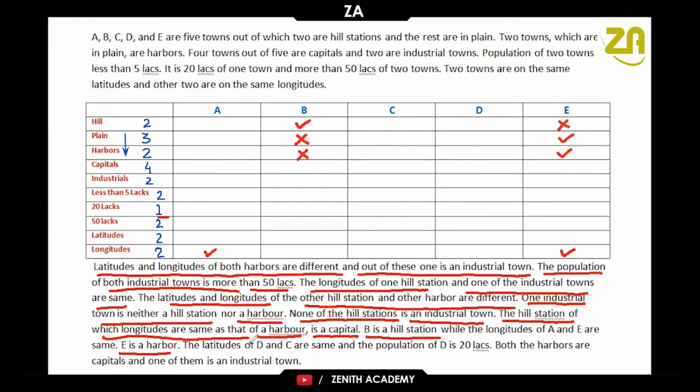Correct? Now, the latitudes of D and C are same. There are 2 towns whose latitudes are same, and it is given that D and C latitudes are same.